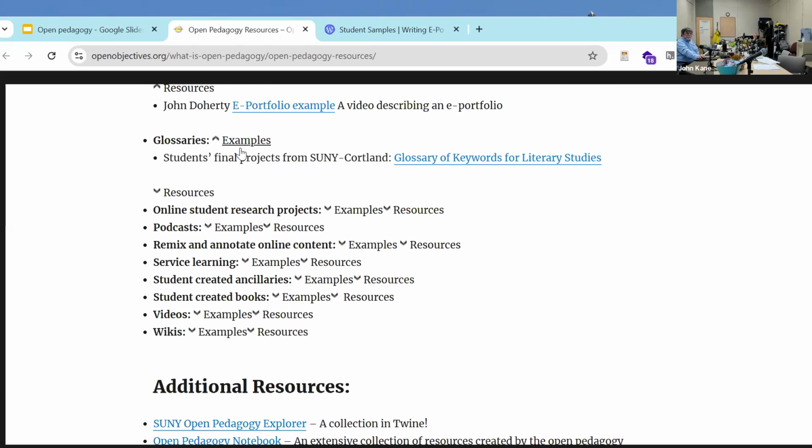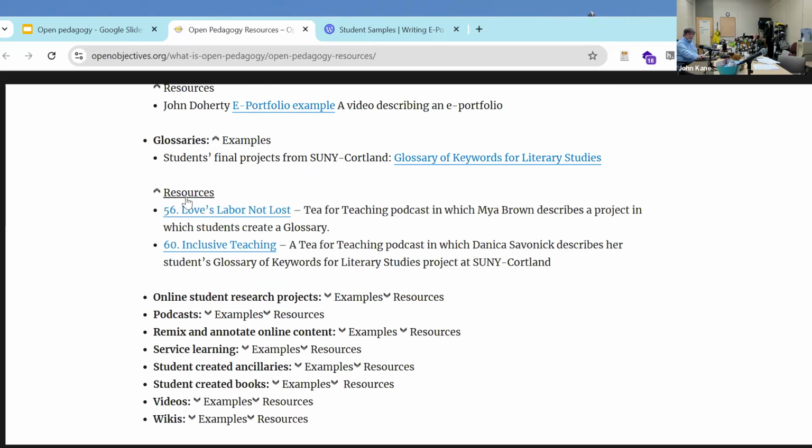The examples of glossaries, here's one at SUNY Cortland. The one that was done here in the theater department was at one point supposed to come out as a LibGuide, a live guide or whatever. But it never seemed to come together. It was a great project for students, but it never got that far.